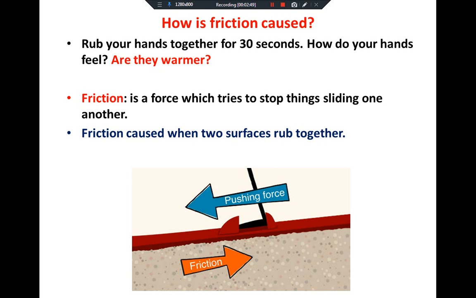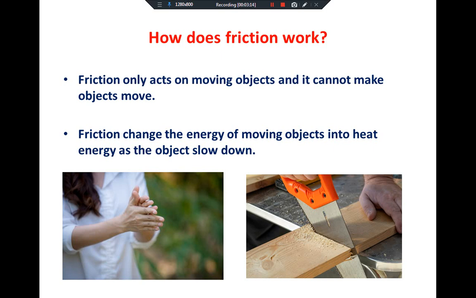If you rub your hands together for about 30 seconds or more, sometimes it depends on the cold, your hands will definitely get warmer, and it's because of friction, okay? So the rubbing together of two surfaces is caused by friction, okay? When you walk, when you work, when you touch something, most of the time when you write, these are all because of friction. So let's see how friction works.